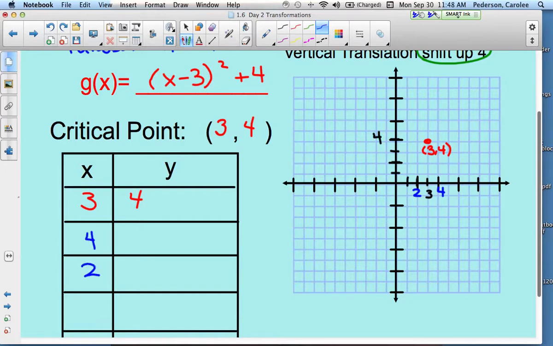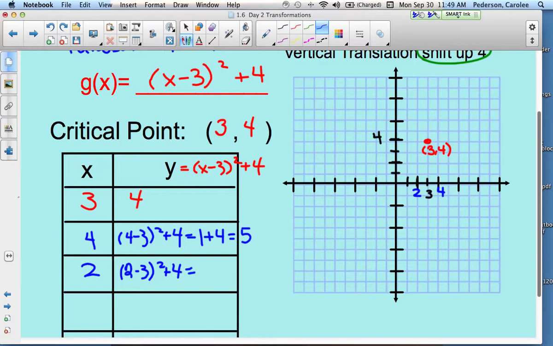And we're going to evaluate it for this g of x function, x minus 3 all squared plus 4. So we substitute 4 in for x, so 4 minus 3 all squared plus 4. 4 minus 3 is 1, squared is 1, add 4, and we get 5. Now we're going to go 1 to the left. So 2 minus 3 squared plus 4. 2 minus 3 is negative 1, squared is 1, add 4 is 5.